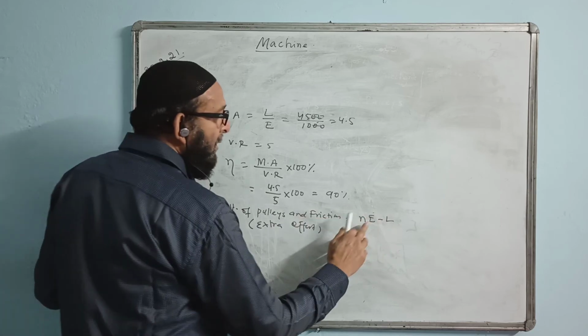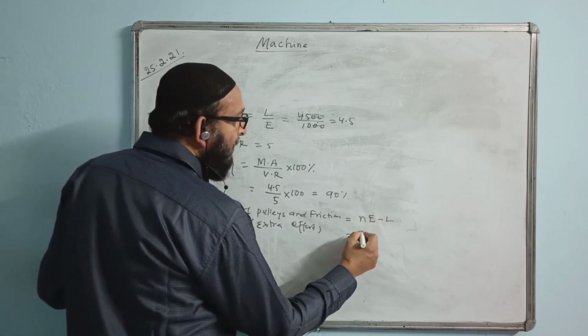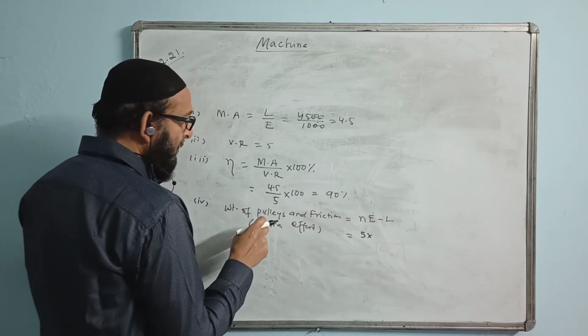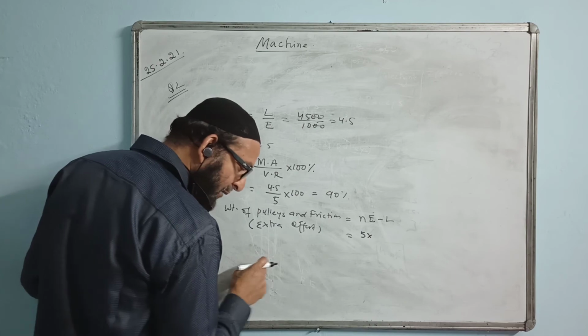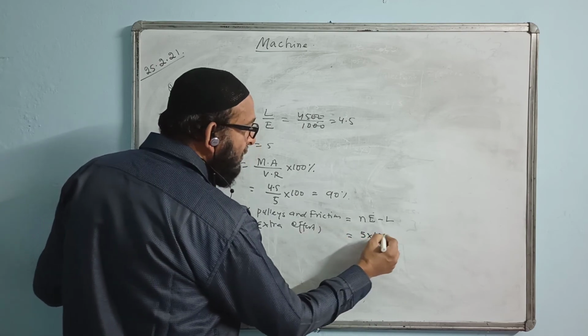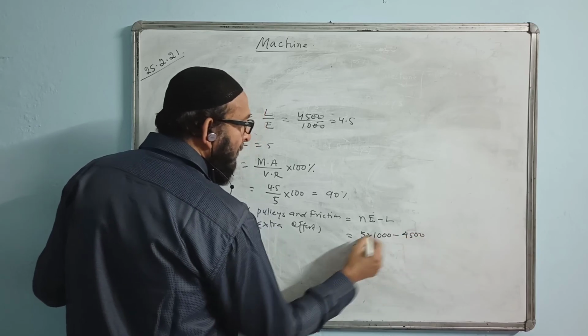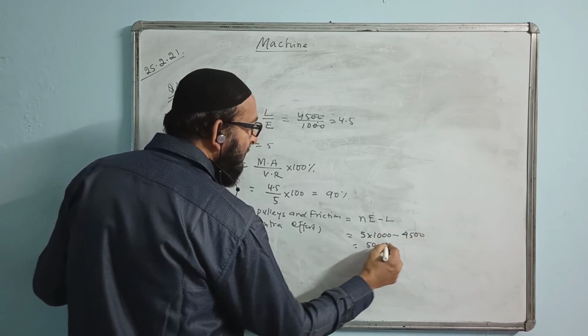AE minus L. A means number of pulleys. How many pulleys are there? 5, into effort. What is the value of effort? Effort is given 1000, so write 1000 minus the load, which is 4500. The 5000 minus 4500, the answer will come 500 Newton.